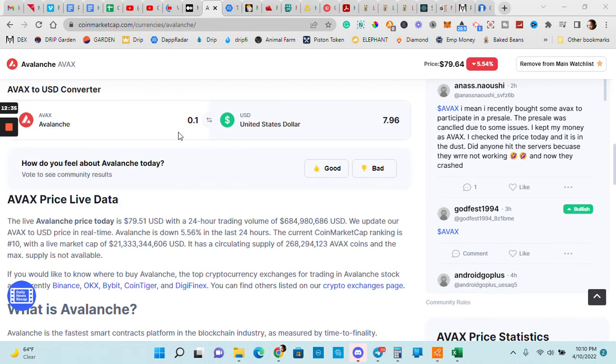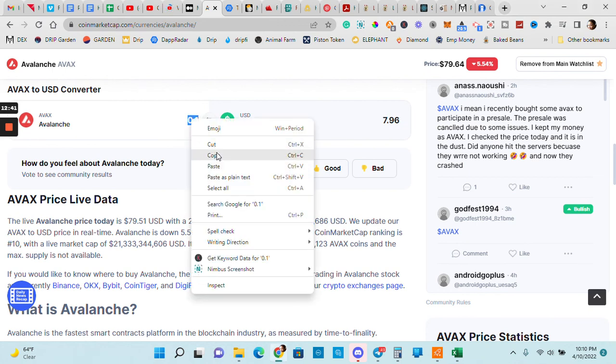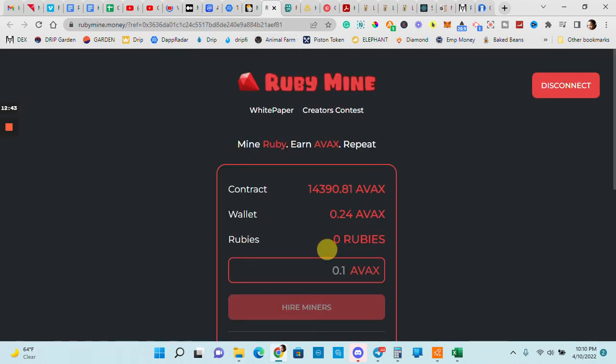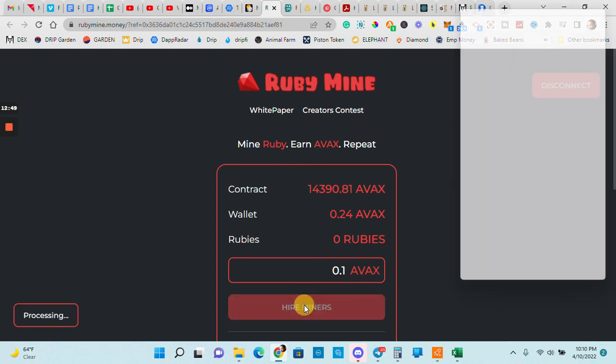0.1 is what? Let me look at that. All right, there we go. So it was a little bit under. So 0.1 is just $7.97. So I didn't even pay attention to that. So I need 0.1 in there. I just made up some random number. There we go. So now I'm going to hire my miners.